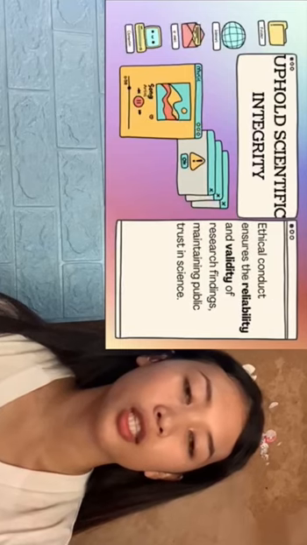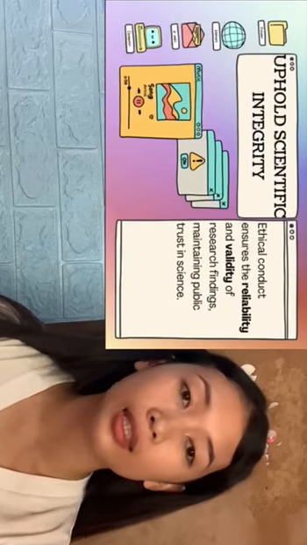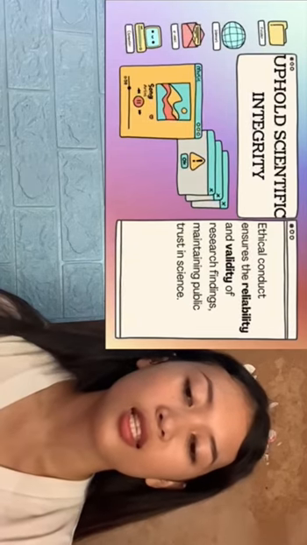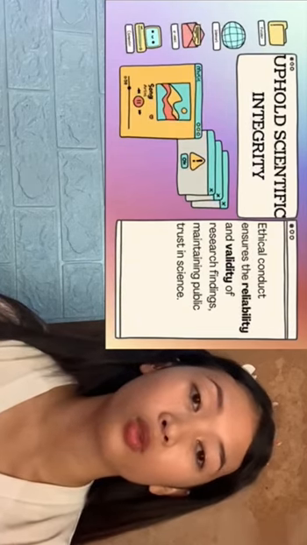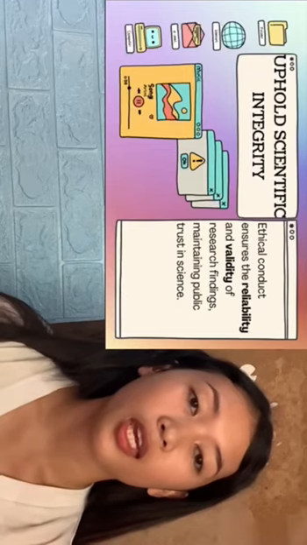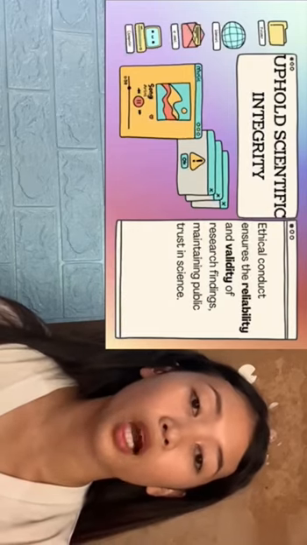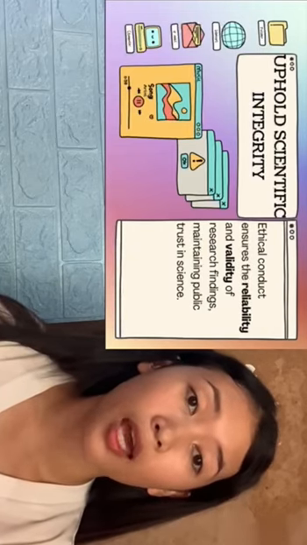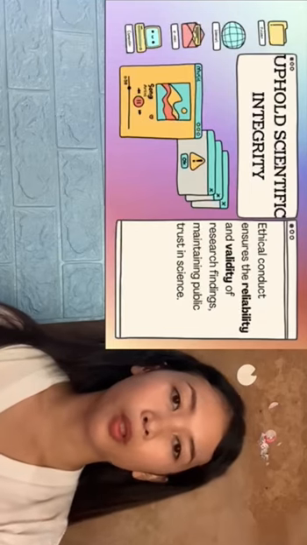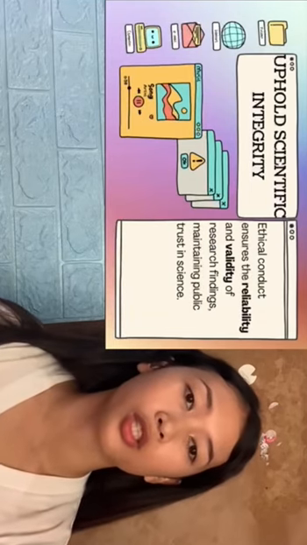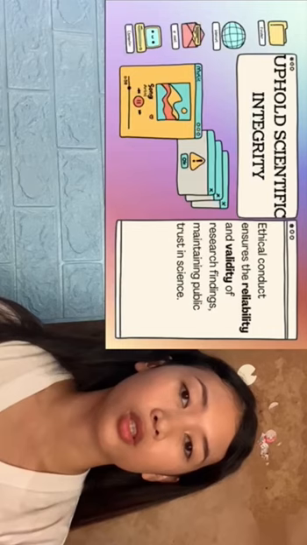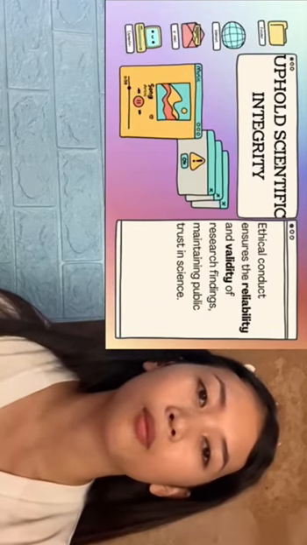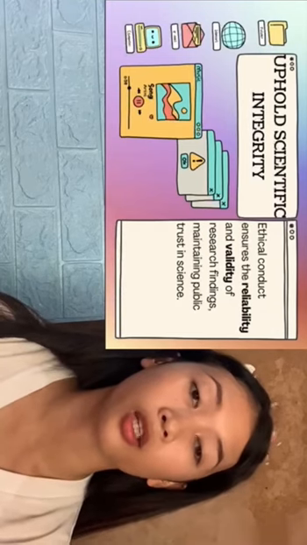Next is it upholds scientific integrity. Ethical conduct ensures the reliability and validity of research findings, maintaining public trust in science. Of course, it really upholds scientific integrity. It is really important in doing our research because it has to be reliable and valid. So we're going to rely on the researchers. We're going to see that research that is being published is reliable or valid, and it can lead them to another research that they are going to do.